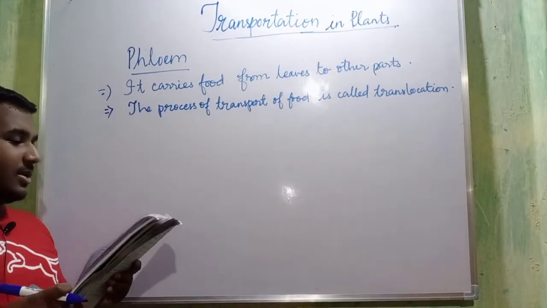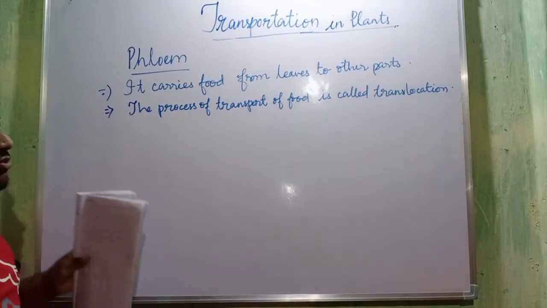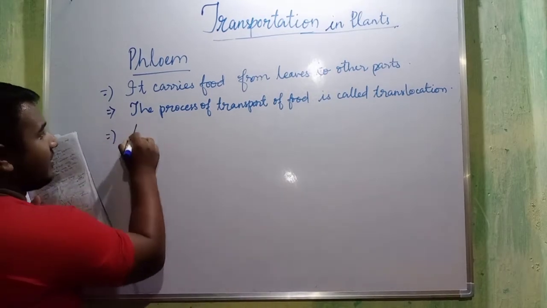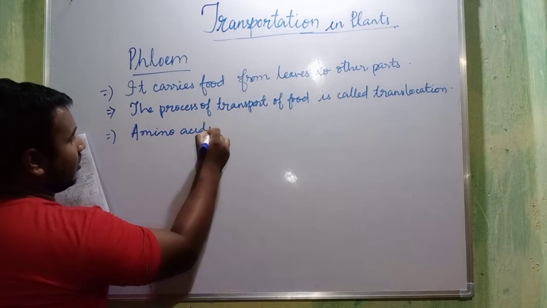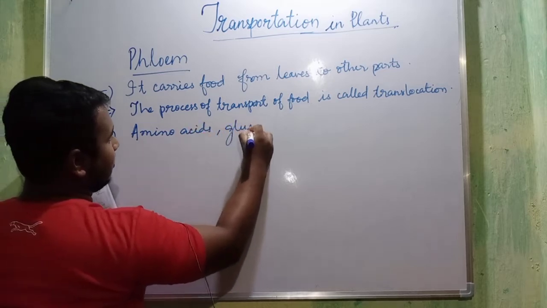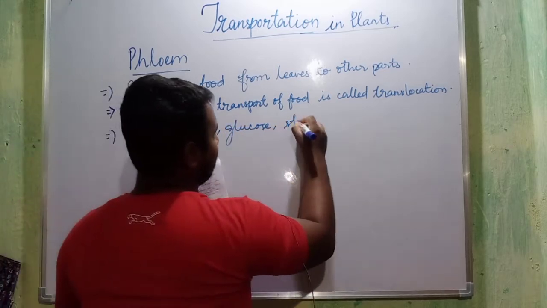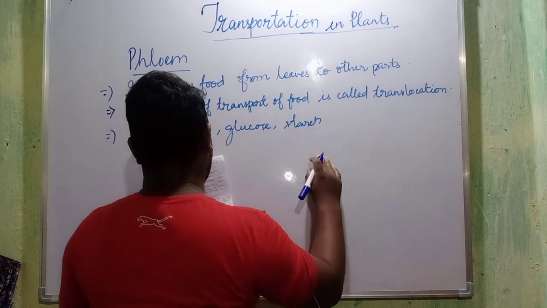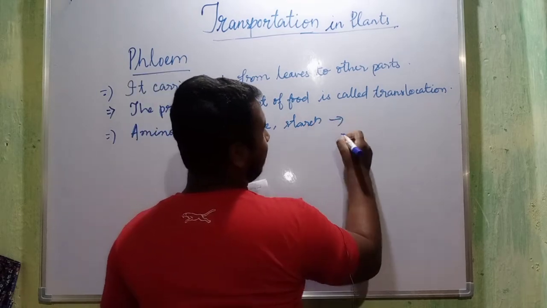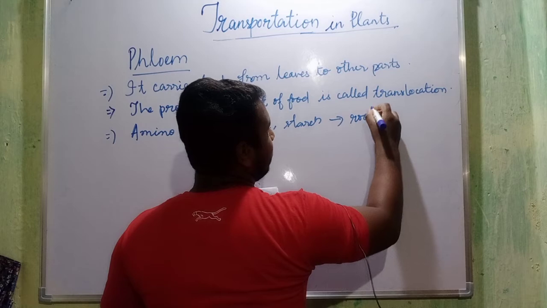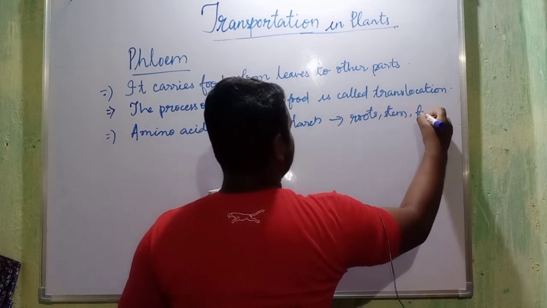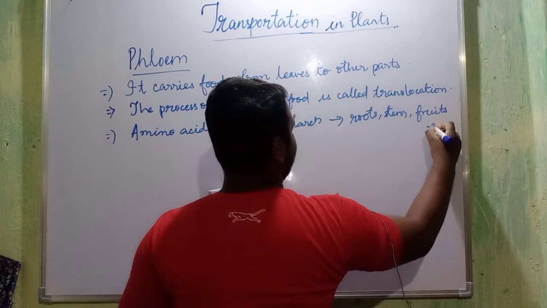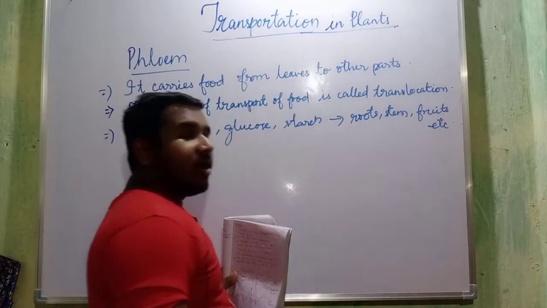Okay, then what all things is it transferring? It is transferring amino acids, glucose, starch, okay. Where is it transporting? To the roots, stem, fruits, etc. So it is transferring everywhere.